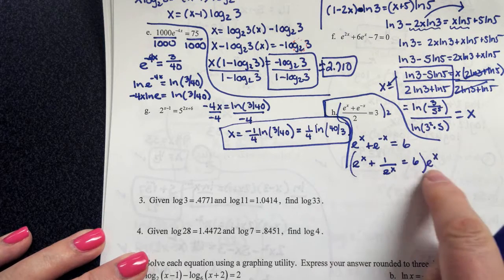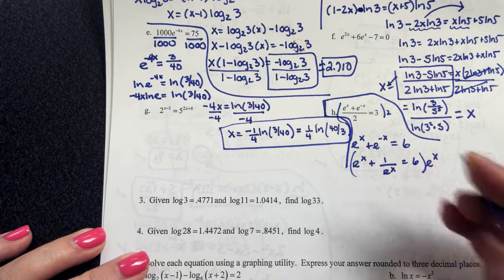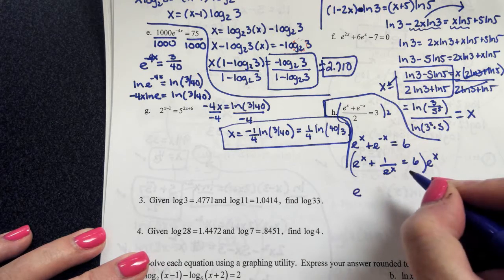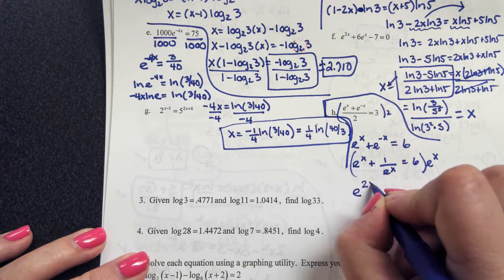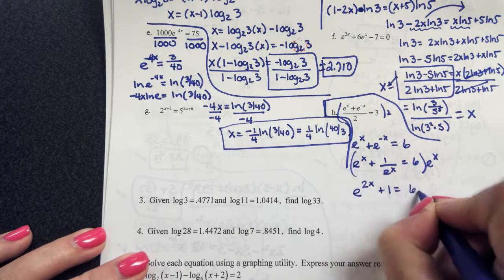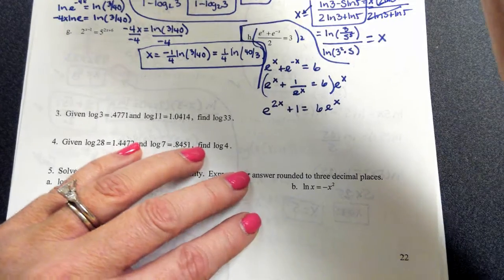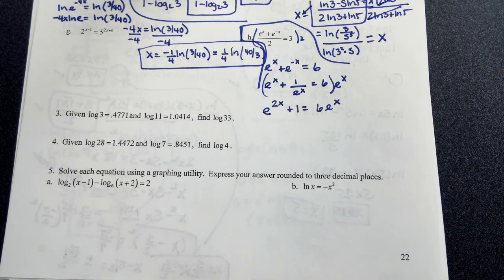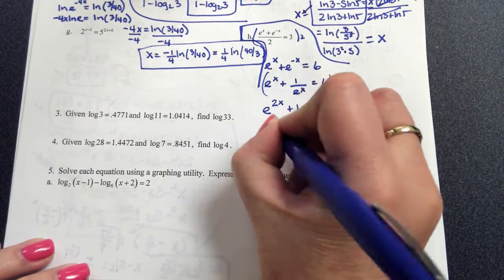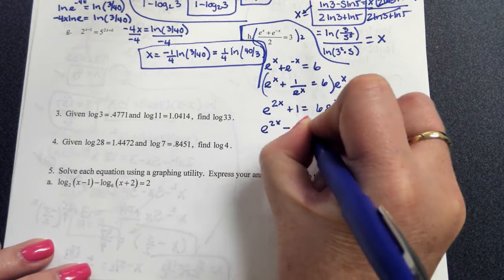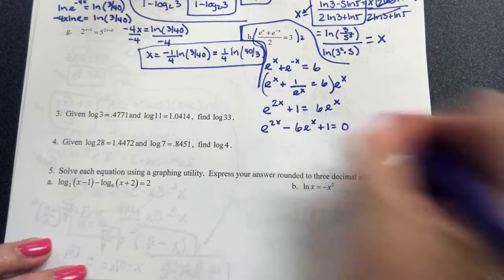And when you multiply e to the x times e to the x, what does that give you? E to the what? 2x plus 1 is equal to 6 e to the x. I circled and I highlighted this a few minutes ago. What kind of equation are you dealing with? Linear or quadratic? Quadratic. So how do you solve all quadratic equations? What do we want to have on one side of the equation? 0. So e to the 2x minus 6e to the x plus 1 is equal to 0.